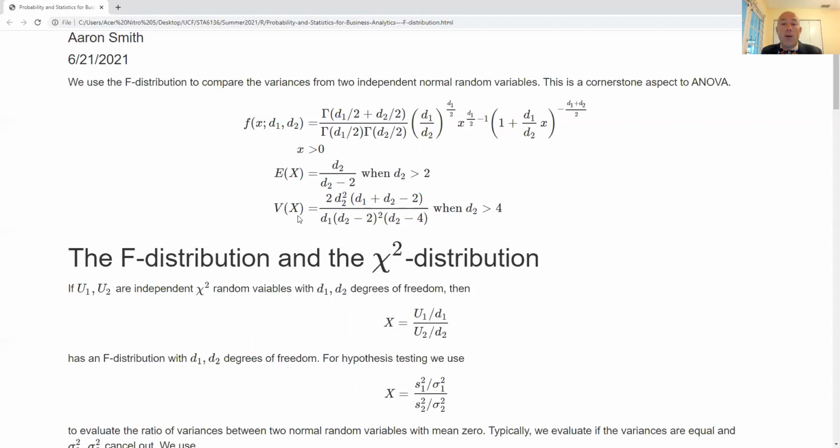Now our variance has a very beautiful formula. We have d1 plus d2 minus 2, d2 squared, and a 2 here. Down here we have d1, (d2 minus 2) squared, and then d2 minus 4. So there's a lot of stuff to unpack. If you give me particular d1 and d2 values, it's not exactly clear immediately, just glancing at it, what the variance is going to be. To make sure that we don't do something stupid, we have to have d2 greater than 4. Otherwise, we have something that doesn't make sense.